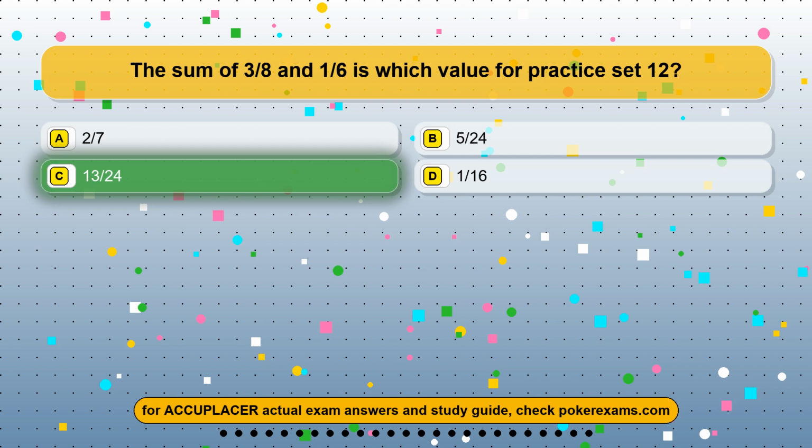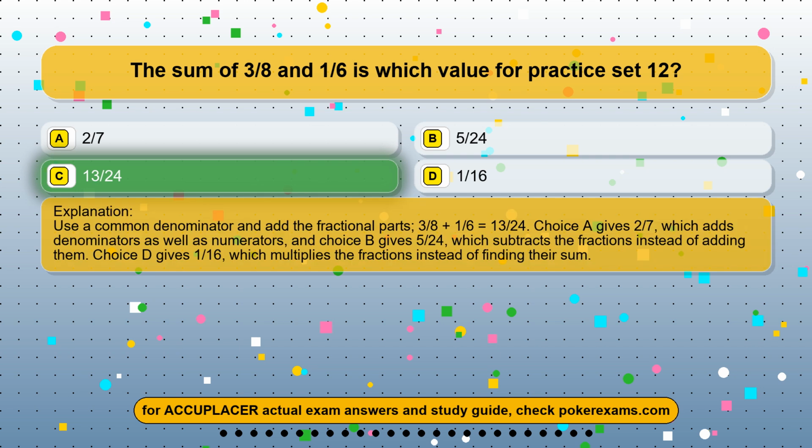The correct answer is option C, 13/24. Use a common denominator and add the fractional parts. 3/8 plus 1/6 equals 13/24. Choice A gives 2/7, which adds denominators as well as numerators, and choice B gives 5/24, which subtracts the fractions instead of adding them. Choice D gives 1/16, which multiplies the fractions instead of finding their sum.